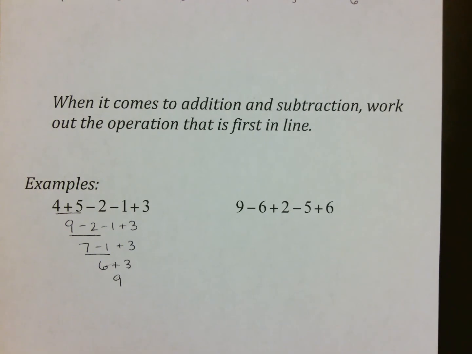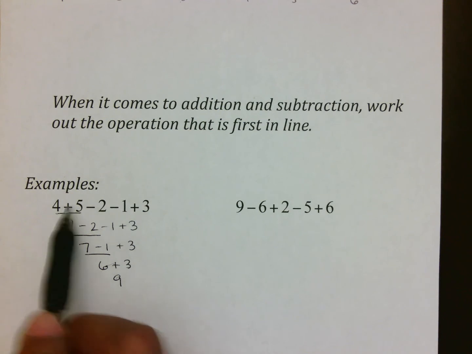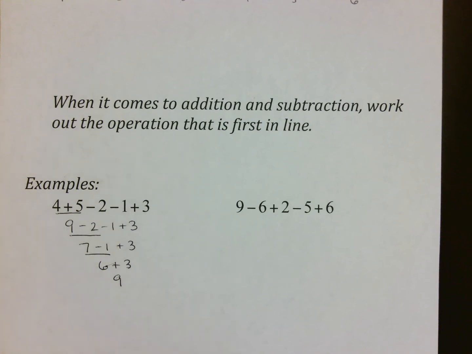And that's it. The thing you don't want to do is jump over this student or this plus sign for a minus, or jump over anything else. If it's only plus or minus in your line, you work out the one that is first all the time. That's the first key you've got to remember.